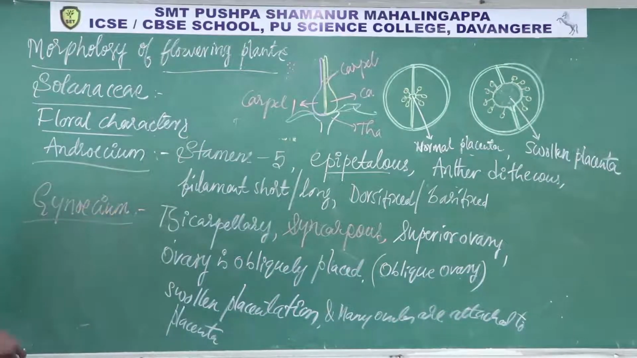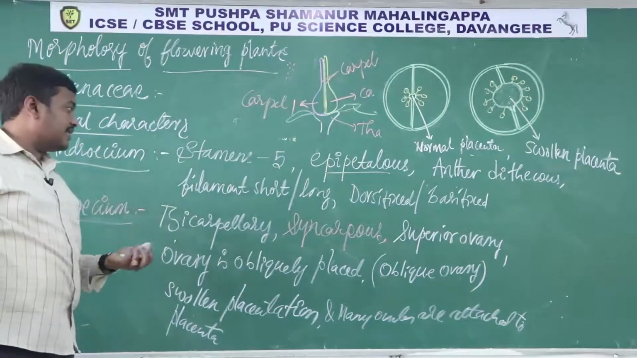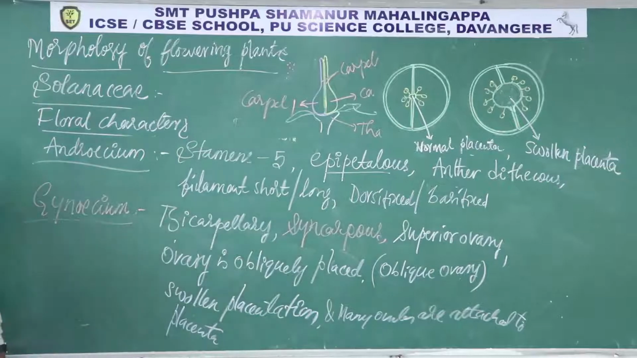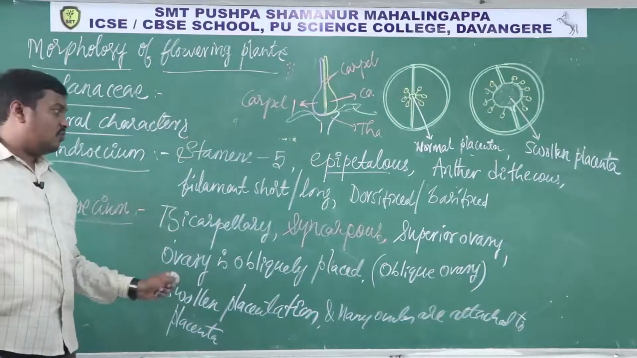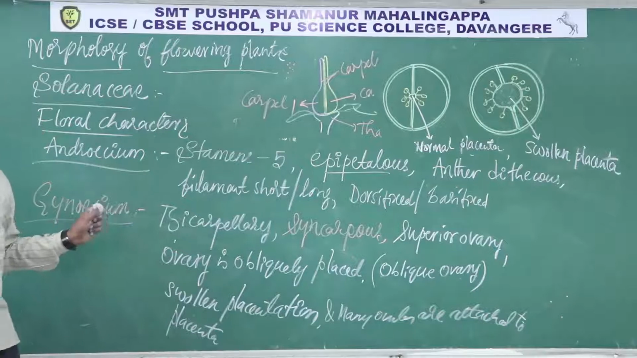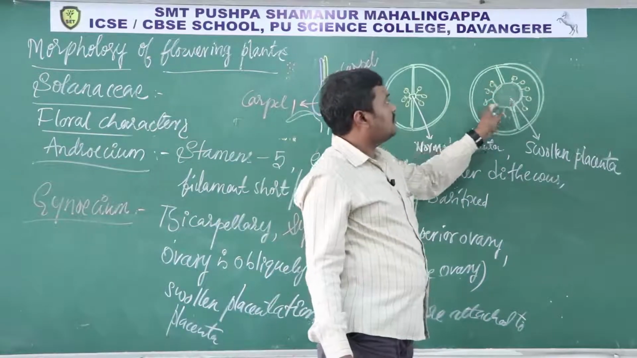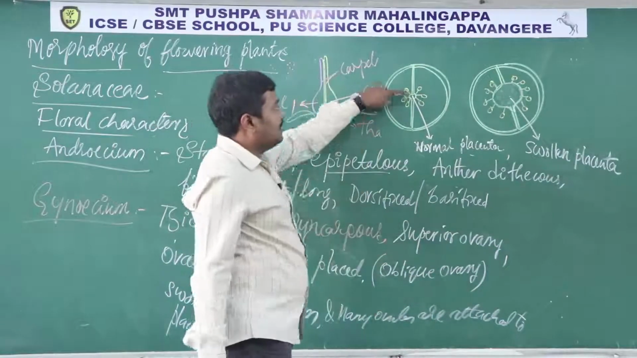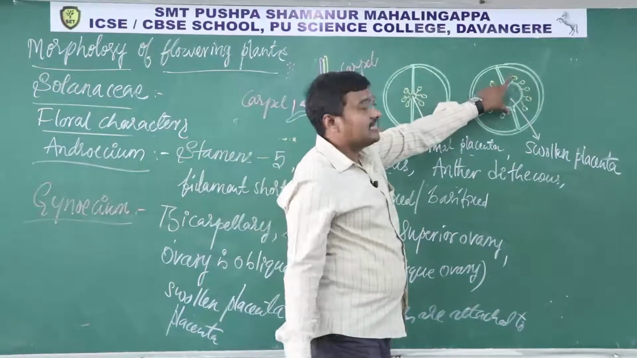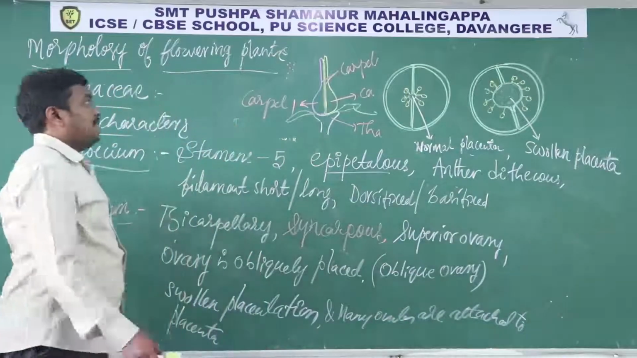Okay, so this is about gynoecium character. Bicarpellary, syncarpous, superior ovary. Ovary is obliquely placed, or it is called oblique ovary. So Solanaceous placentation, and many ovules are attached to the placenta. So this is the Solanaceous placenta. So it is bulged, the size has increased instead of being just this much. That is called Solanaceous placenta.